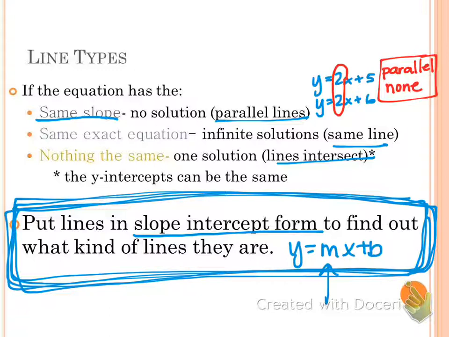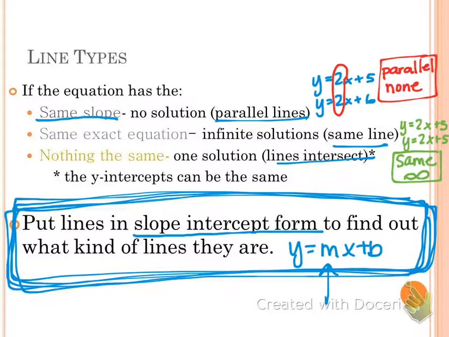It's parallel. Now, the next type of line that we have is the same line. So if I were to have equations that were y equals 2x plus 5 and y equals 2x plus 5, these are the exact same equation. So guess what kind of lines they're going to be? Same lines. If they're the same equation, they're going to have the same lines. How many solutions do same lines have? Infinite. If you want to, you can draw an infinity sign or you can write out the word infinite.